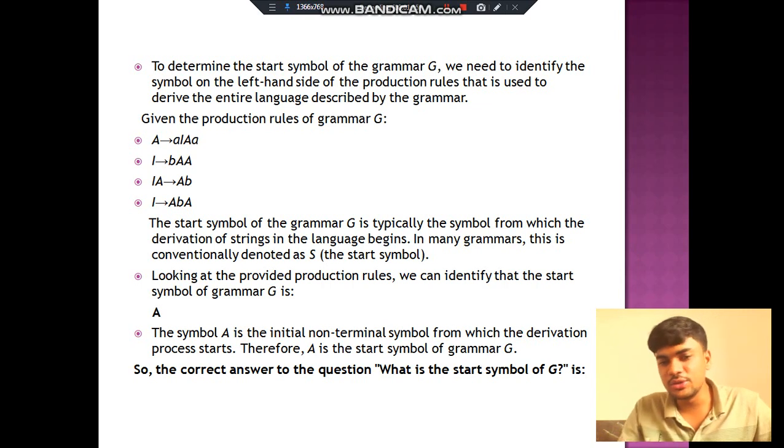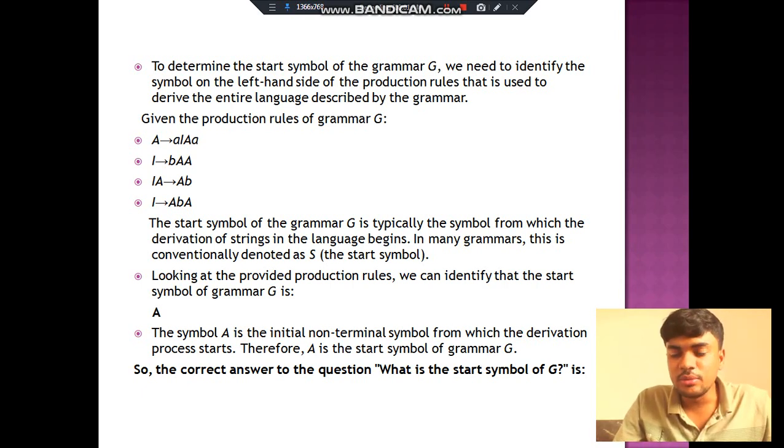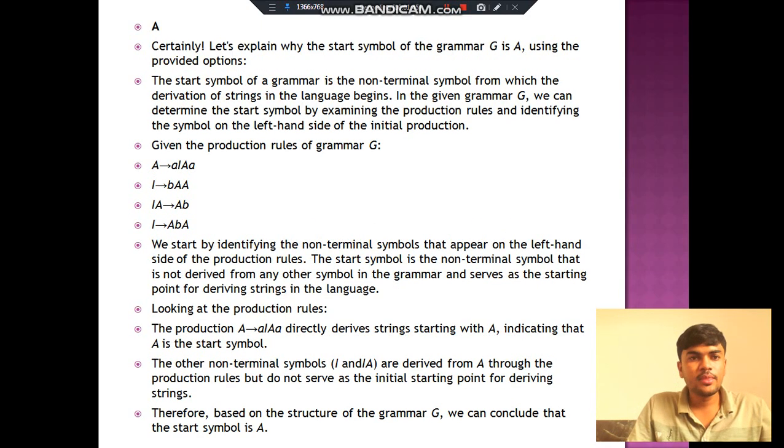String को अपन S से denote करते हैं, the start symbol S. Looking at the provided production rules, we can identify that the start symbol of grammar G is A. The symbol A is the initial non-terminal symbol from which the derivation process starts. Therefore, A is the start symbol of grammar G. So the correct answer of the question, what is the start symbol of G, is A.